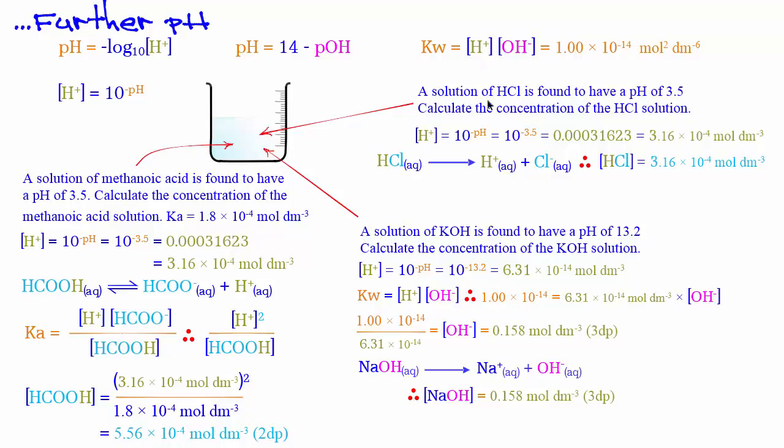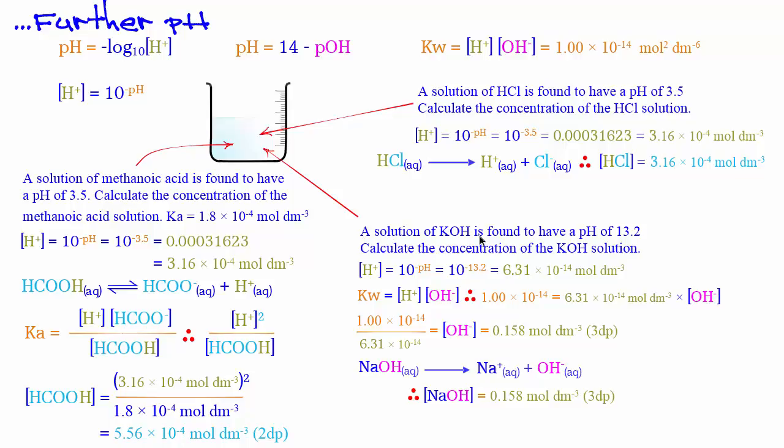Let's start by looking at a solution of HCl found to have a pH of 3.5. What's the concentration of HCl? So the H plus concentration, let's figure that out first. 10 to the minus pH. There's our pH, so put that number in. This is the concentration of H plus. HCl is a strong acid, so the concentration of H plus in the solution is equivalent to the concentration of the HCl. Each one of those represents each one of these. Therefore, the concentration of my H plus is also the concentration of my HCl. I hope that made sense.